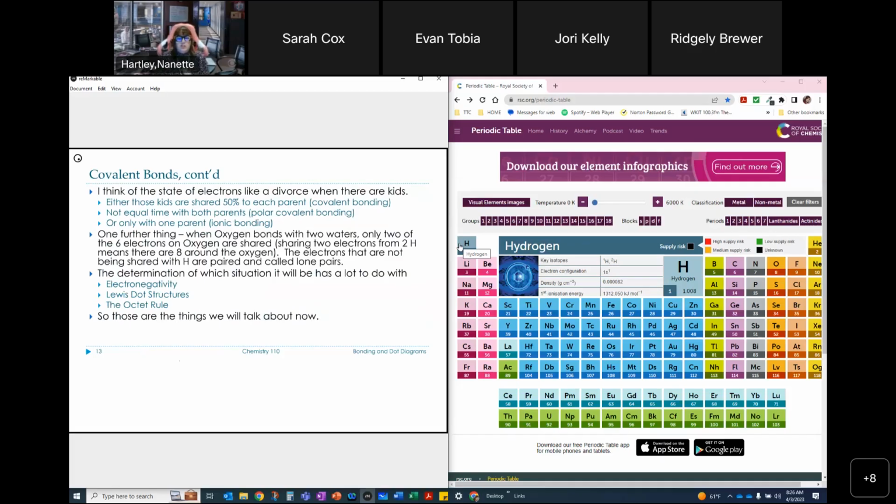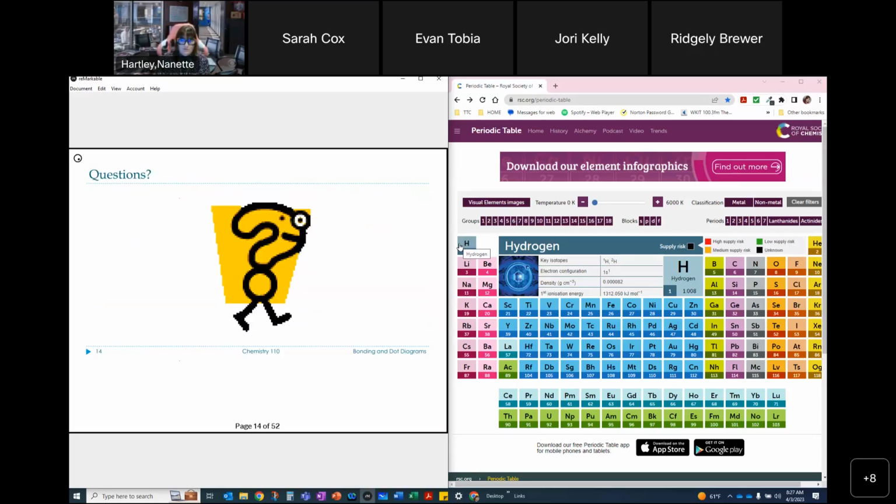Now, the determination of which situation it's going to be, whether it's going to be complete sharing, partial sharing, or not sharing, has a lot to do with: one, how many electrons are in that valence shell; two, how electronegative that species is, that is, how much does that particular species pull the electrons that are in a bond; their Lewis dot structures; and the octet rule. So those are the things that we're going to be talking about. Do I have any questions so far? Okay.